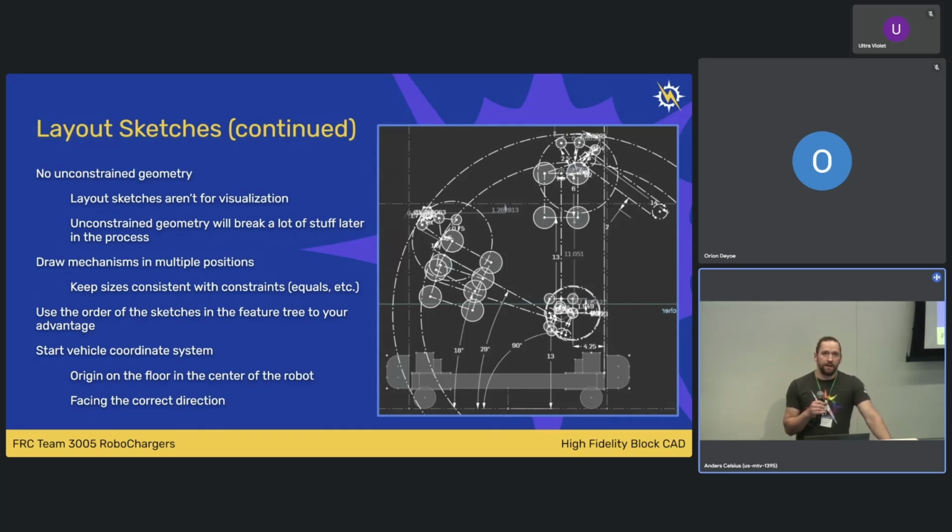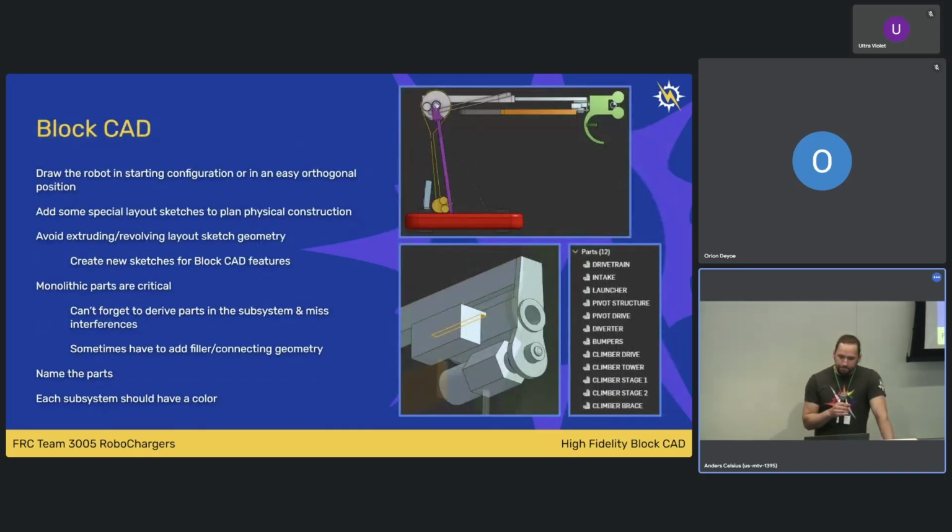And then you're starting your vehicle coordinate system here. Origin is on the ground in the center of the robot, left to right, front to back. That's pretty standard. I highly recommend you stick to that coordinate system. Pretty much everybody that's doing vehicle space coordinate stuff in Onshape is doing it that way. I think it's Spectrum that had that standard originally. It's been standard for a long time, so I think most people are doing this. But if you're not doing it, I recommend it.